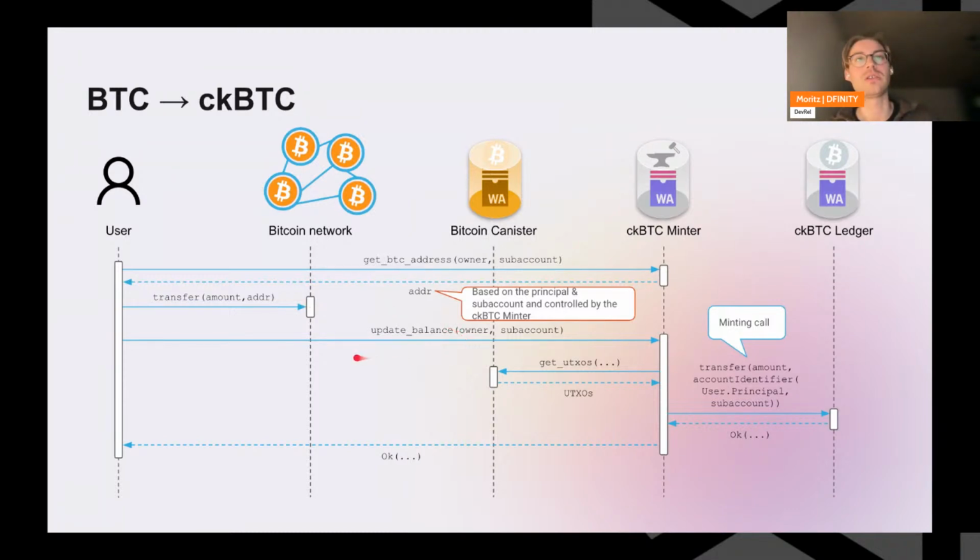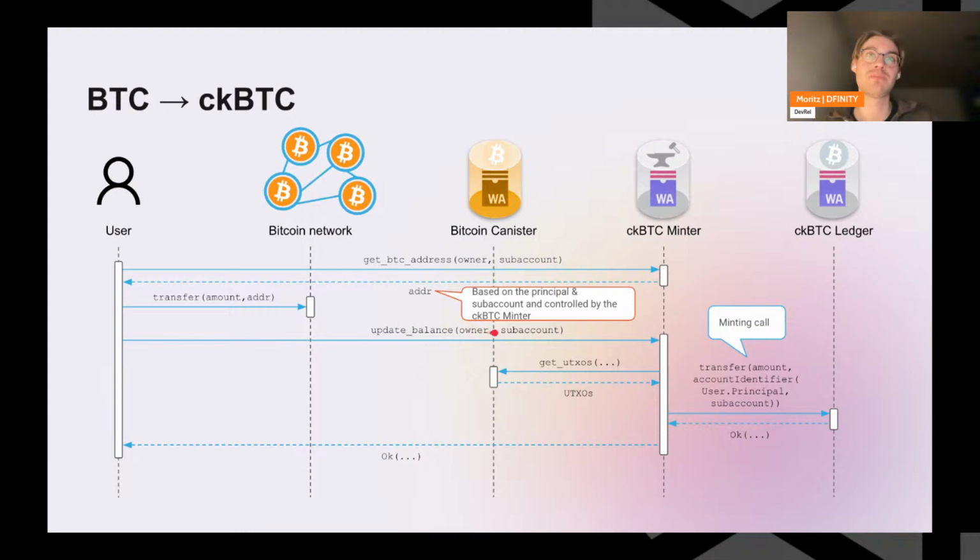are there, I then call another function on the CKBTC minter that's called update balance. And that's basically me telling the CKBTC minter, hey, I sent you the funds, they are there. We have enough confirmations. Let's get me some CKBTC. Then the CKBTC minter, of course, doesn't trust you. It has to verify that you really sent Bitcoin to this address that it gave to you.